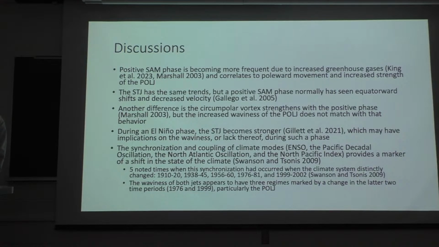During an El Niño phase, the subtropical jet becomes stronger, which may have implications on the waviness or lack thereof during such a phase.